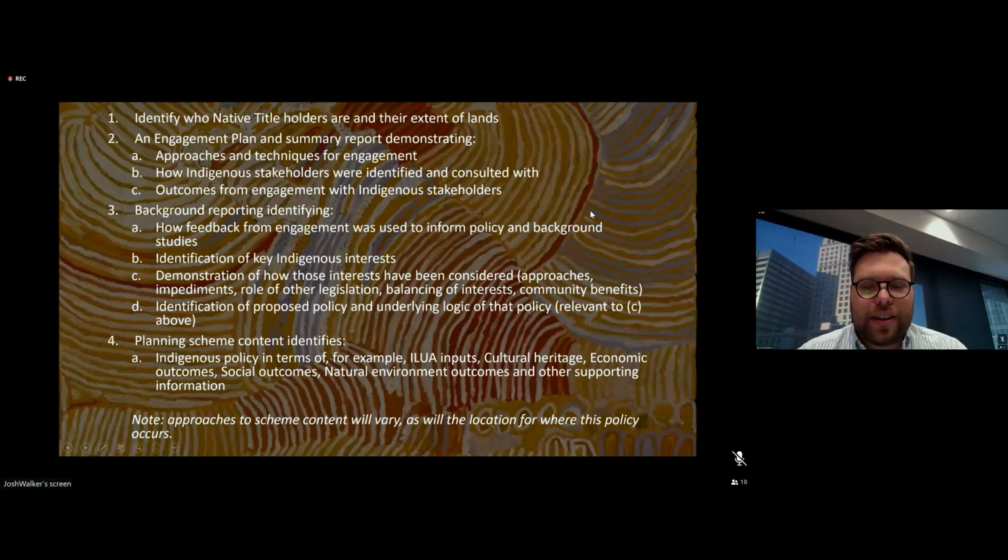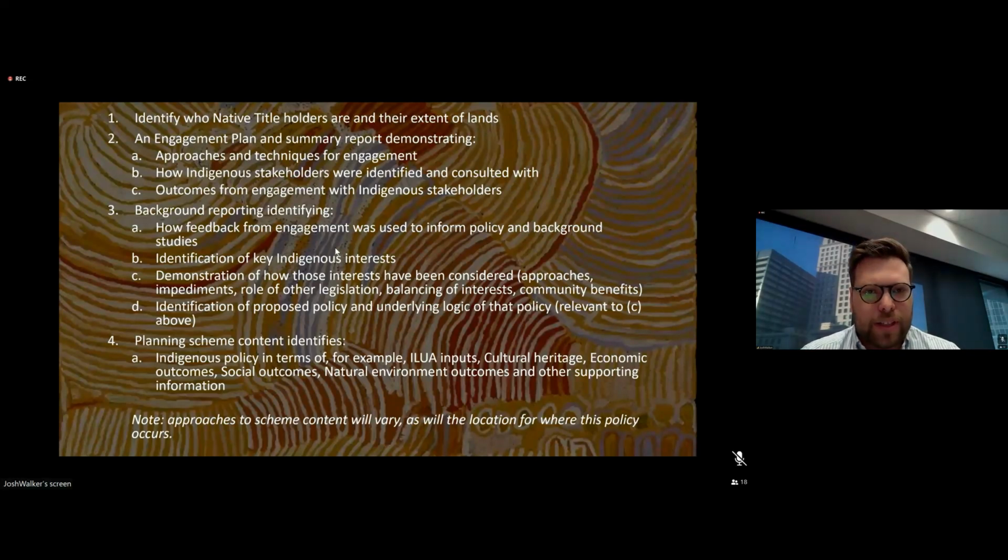As I said, there is no silver bullet, and there is no X plus Y equals Z. Really, it's about, firstly, there is an expectation that you'll identify who the native title owners are and their extent of lands.